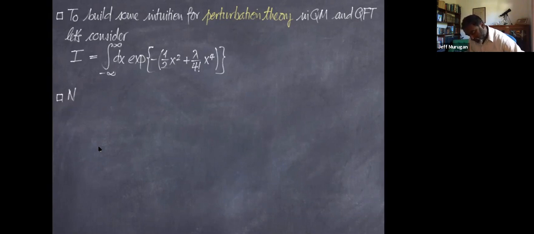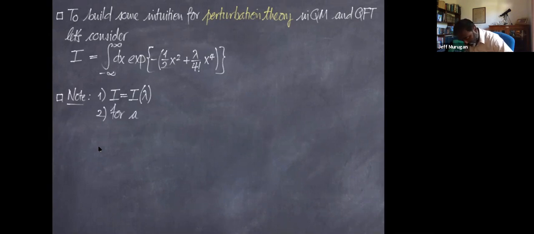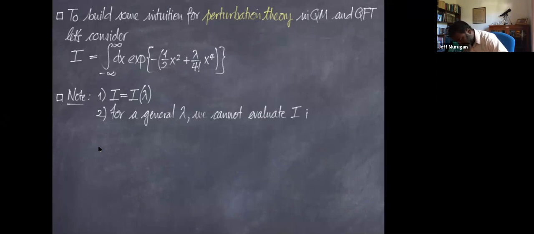The first point, as I said, is that because I can integrate out all the x dependence, this integral is really a function of lambda. The second point is that for a general value of lambda, we can't, in fact, evaluate this in closed form.